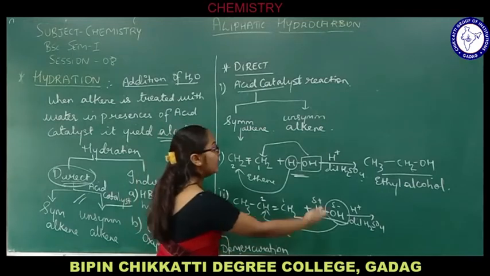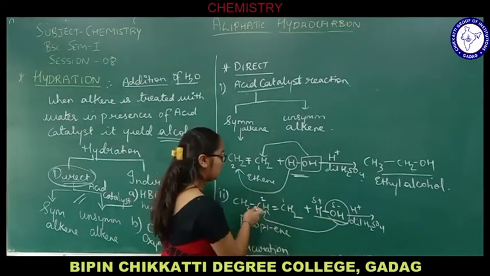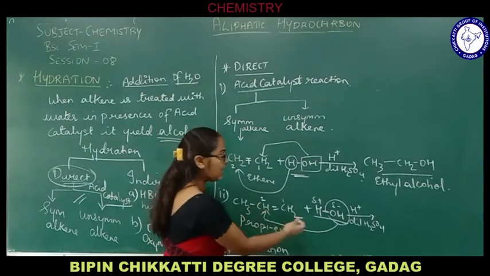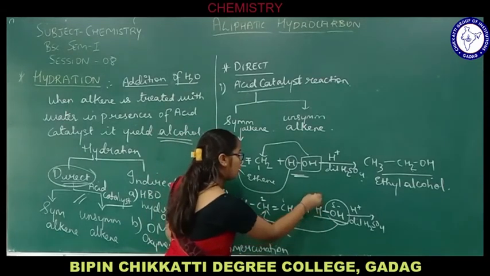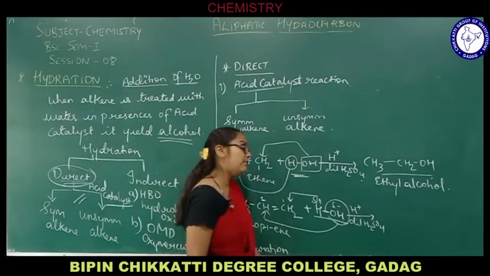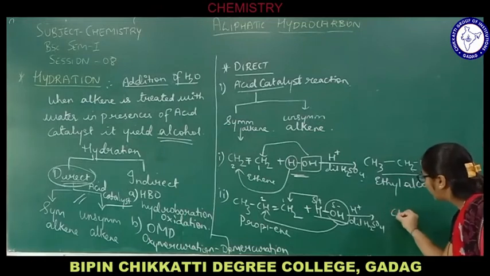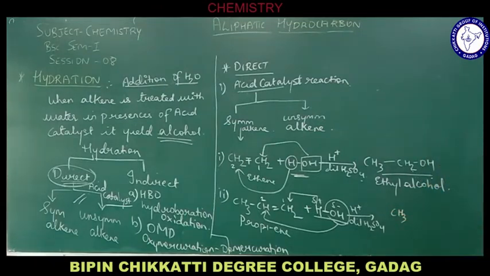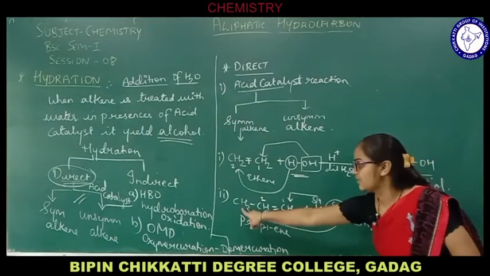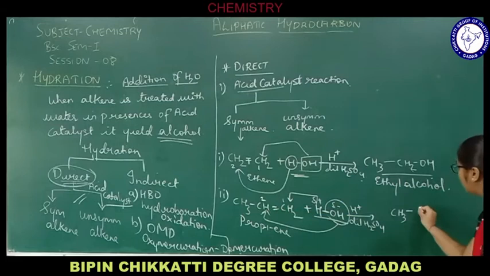So thereby the negative terminal of this water will go and get attached to carbon number 2, and hydrogen will go and get attached to carbon number 1, correct? So thereby we will get the product in such a way that the product will be like CH3. The first terminal carbon will be as it is. Then across CH, the hydroxyl group is going and getting attached.